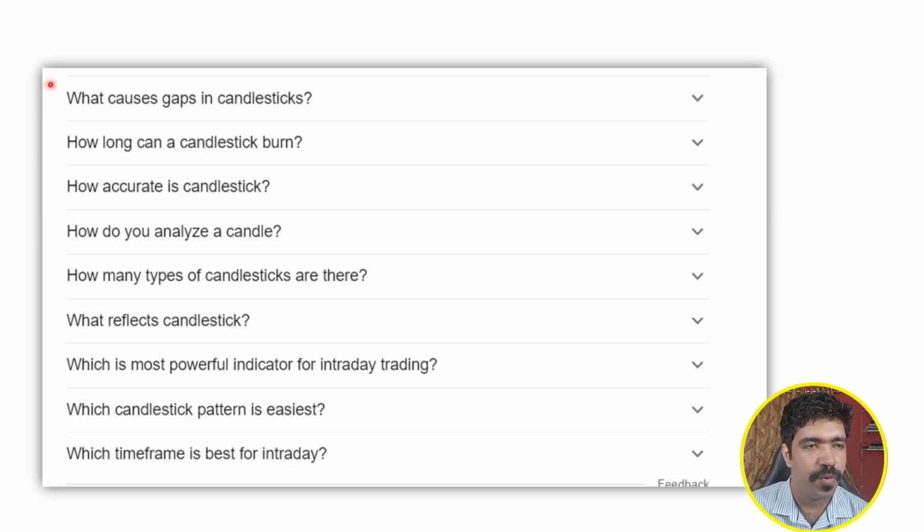We also have some more FAQs on candlestick charts, like what causes gaps in the candlestick, how can a candlestick burn, how accurate is a candlestick, how to analyze a candle, how many types of candlesticks are available, what reflects the candlestick, and so on.